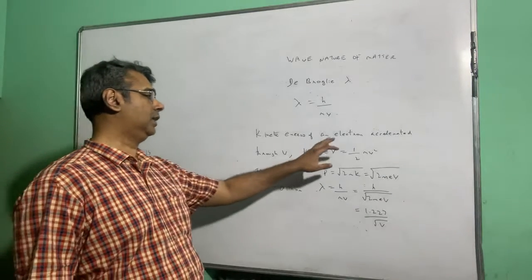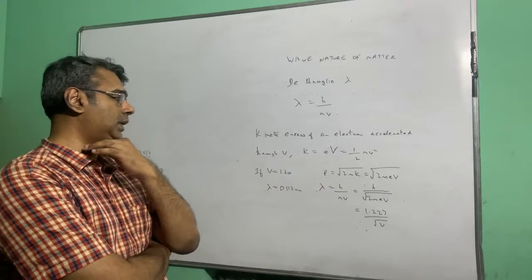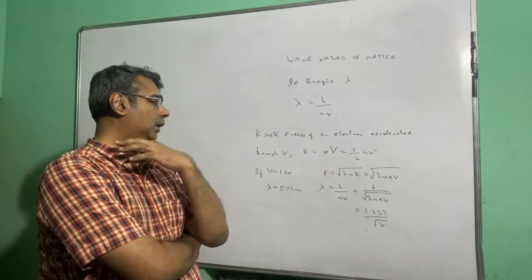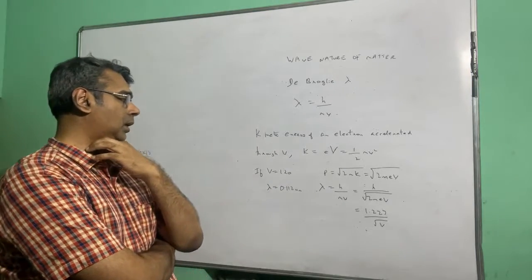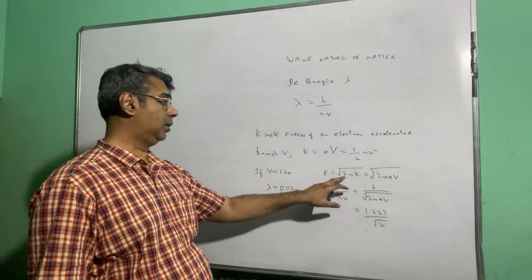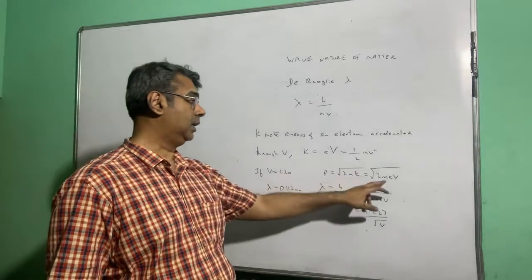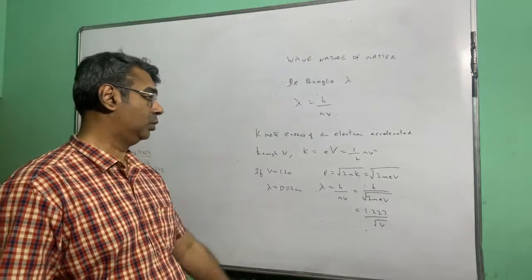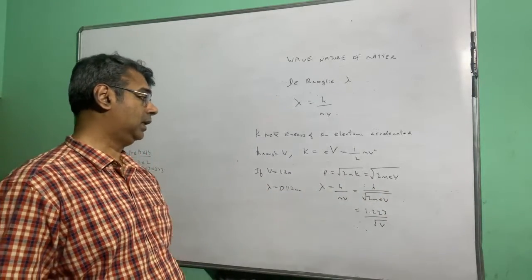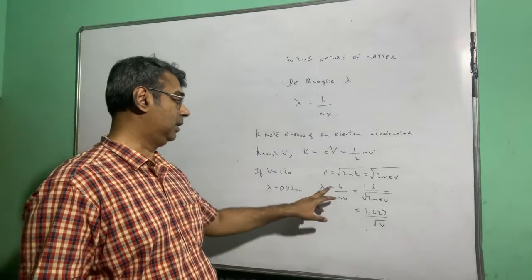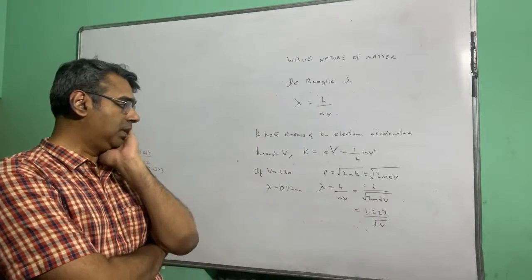So the kinetic energy of an electron accelerated through V, that is charge of electron e into the voltage V, is equal to half mv square. Now the momentum of an electron is root over of 2 into mass into kinetic energy. So kinetic energy you write eV, so root over 2 into mass into eV. So this is the momentum of an electron. Now wavelength is h by mv, that is h by root over 2 into m into eV.